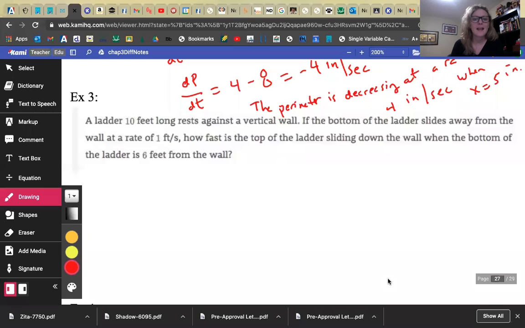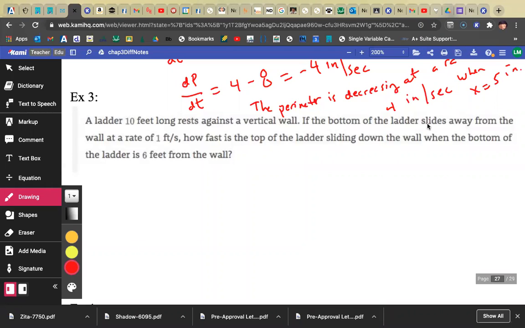All right, I have one more example that I would like you to look at and put into your notes. Example 3 on related rates. And this is a very classic related rates problem.